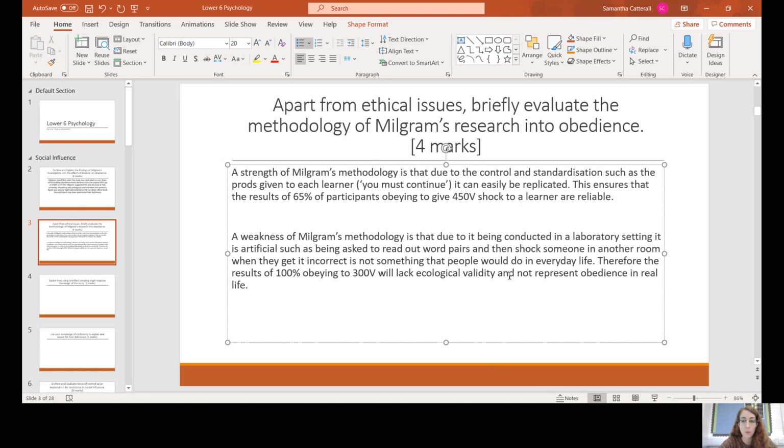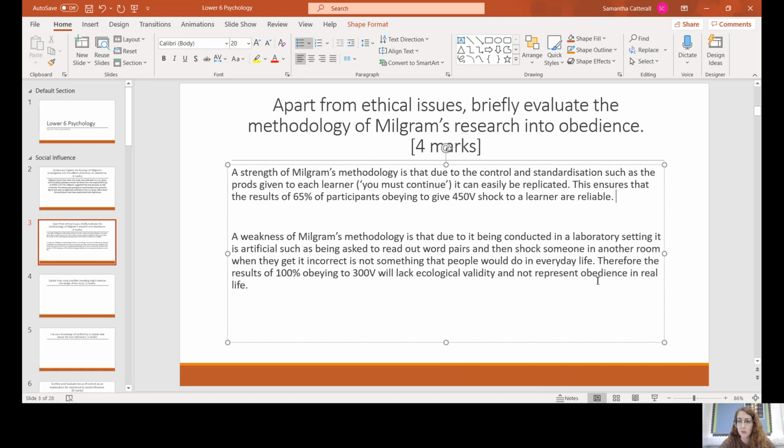Lacks ecological validity, which a lot of people always put, but the key thing here is that it doesn't represent obedience in real life, so you've got to finish that off. So quite a difficult question, that one, to get all the marks for, but it is testing that skill of evaluation and specifically about the methodology. If you talked about anything to do with general things like replication studies that had been done, you wouldn't have got any marks for it, because it has to be about the methodology, so the fact that it's a lab experiment and what the strengths and weaknesses are of those.